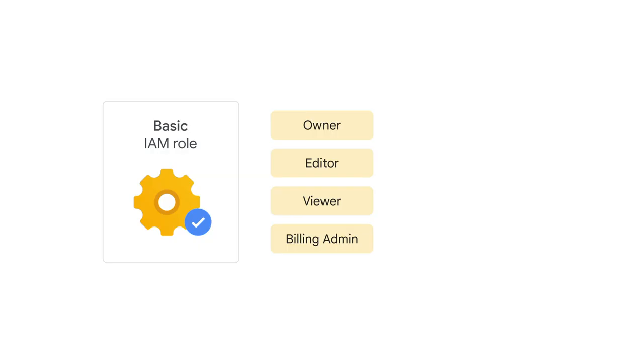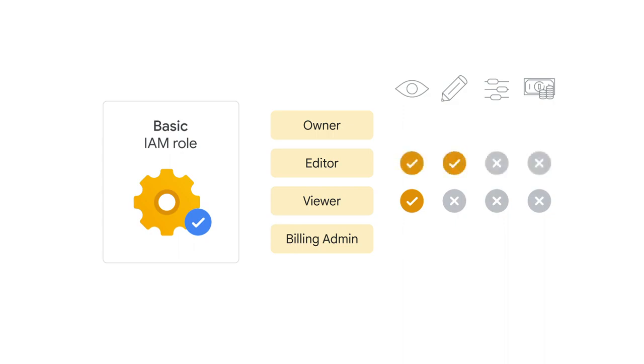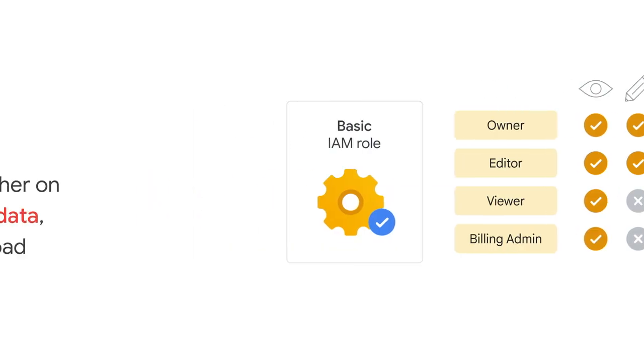Let's look at these basic roles in a bit more detail. Project viewers can access resources but can't make changes. Project editors can access and make changes to a resource. And project owners can also access and make changes to a resource. In addition, project owners can manage the associated roles and permissions and set up billing. Often, companies want someone to control the billing for a project but not be able to change the resources in the project. This is possible through a billing administrator role.